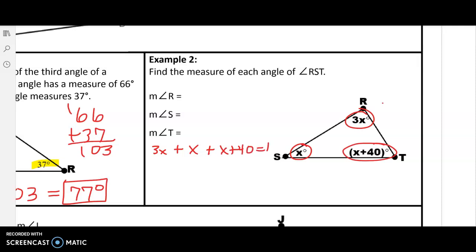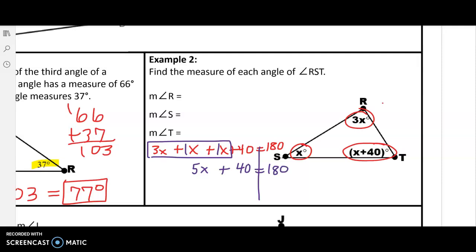equal 180 degrees. Notice I didn't put the degree symbol because we are actually just using this equation to solve for x. So let's go ahead and start solving. So I'm going to draw my line. I'm going to combine any like terms on the left side. So you'll notice all of these are x's, so I can add them all together. 3x plus 1x plus 1x is 5x. We still have the plus 40 on the left and the 180 on the right.